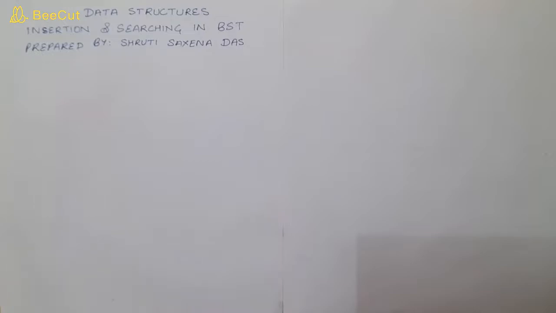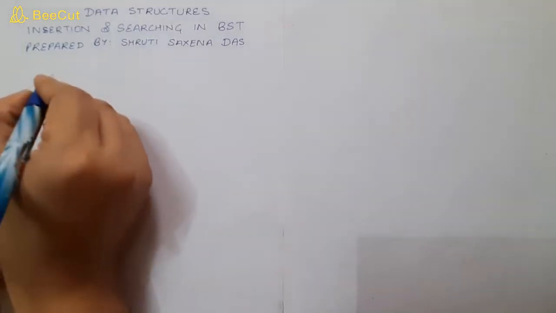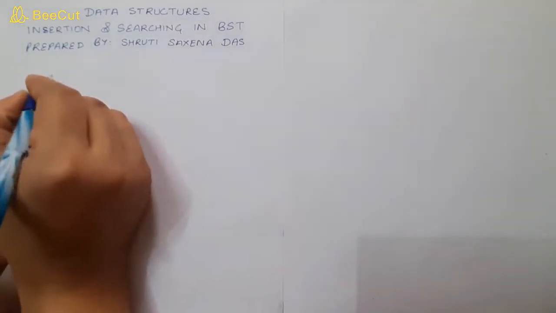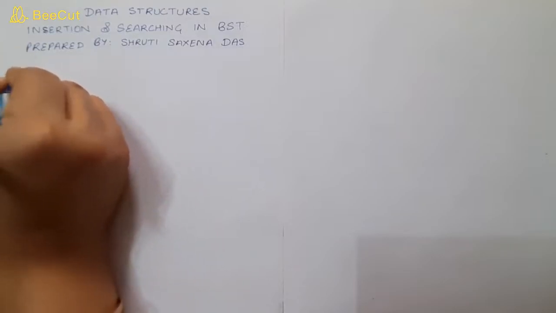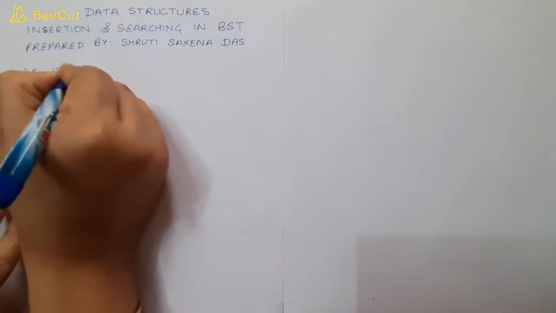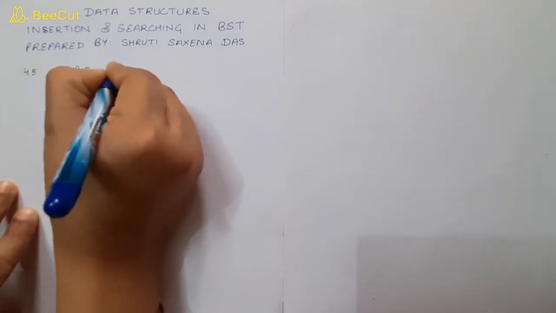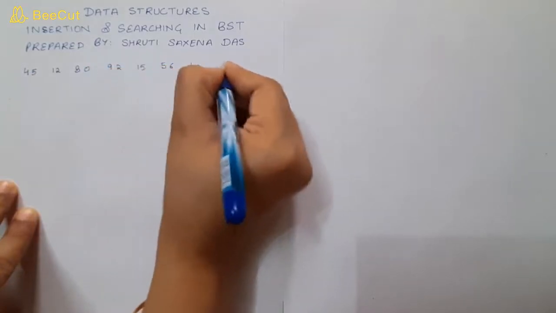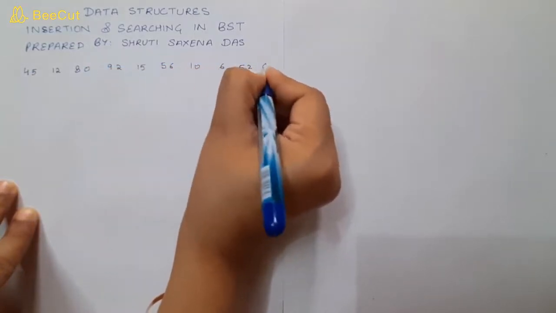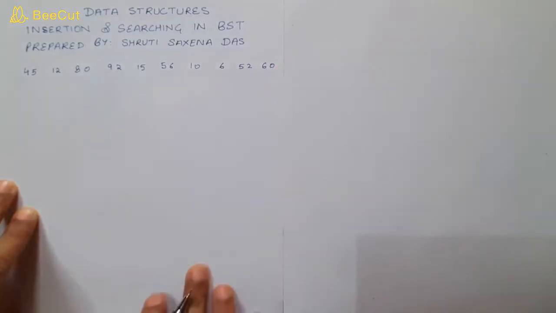Now we are going to discuss insertion. We are going to understand this with one example and then we'll move on to the steps. Suppose these are the values which are given to be inserted in the binary search tree. So we'll start with the first value, which is 45.